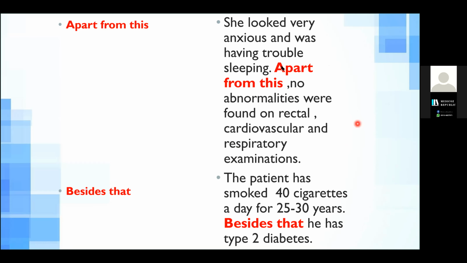Okay, apart from this, she looked very anxious and was having trouble sleeping. Apart from this, no abnormalities were found in rectal, cardiovascular, and respiratory examination. This is a very common and very useful phrase. Besides that, apart from these, can be used alternatively as well. Means the same thing.